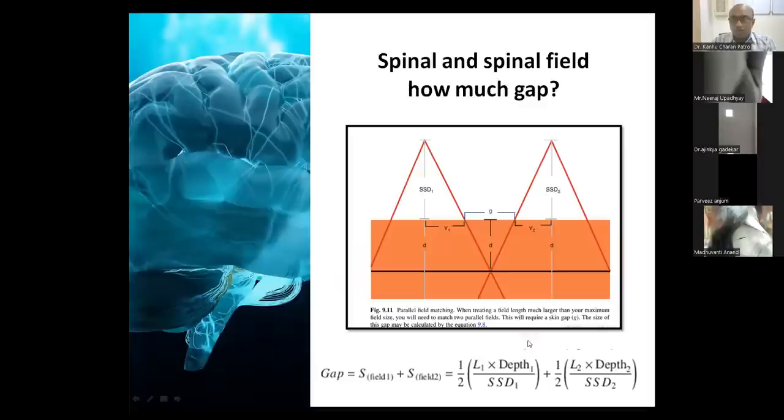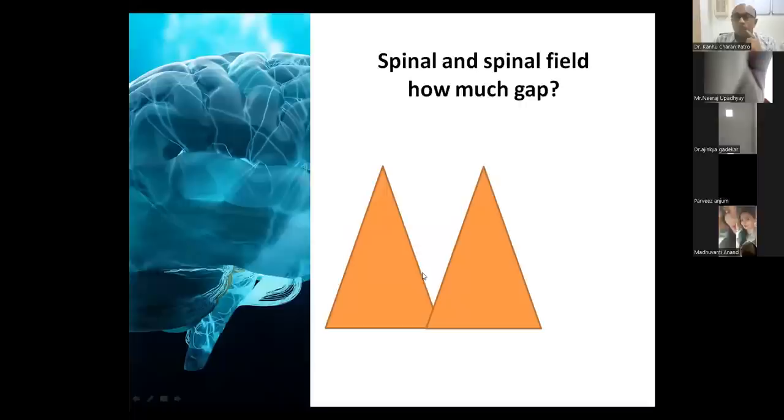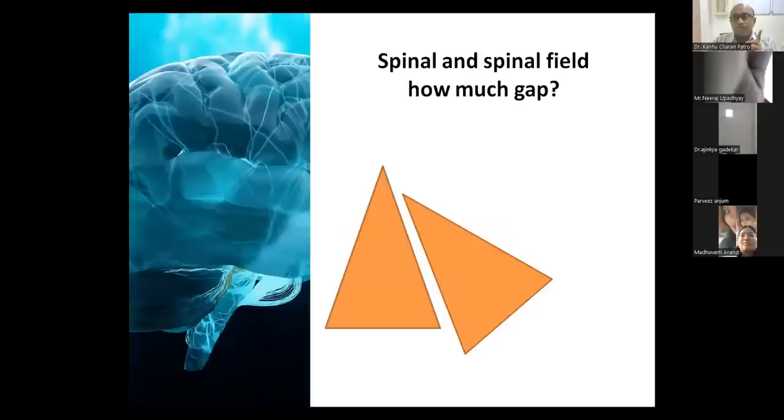Field S1 and field S2 have depth SSD1. You can put the formula and find the gap between these two fields. But if you are not interested in the calculation, you don't want to go that way, there is another thing: how will you match the spinal fields? This is called gantry couch movement. In craniospinal, it is a collimator couch movement, but in spinal you have to do the gantry and couch movement. How to do it?